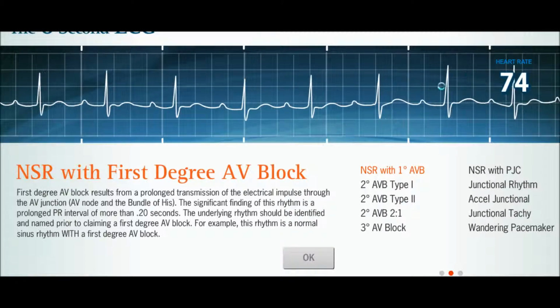and that's confirmed with our number up here. So now the next thing we're going to look at is are there any irregularities in the rhythm? I don't see any irregularities. It looks like a pretty straightforward rhythm.